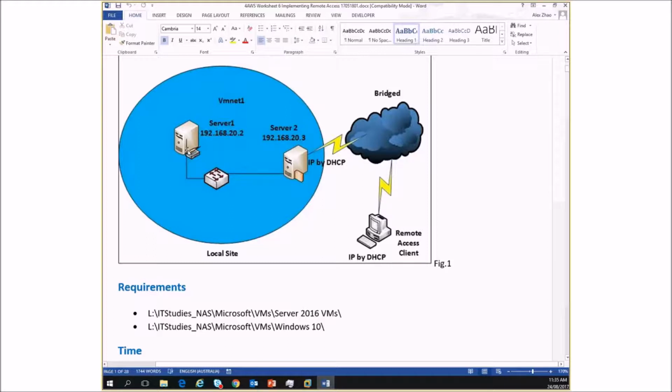Okay, but in real life, in your assignment, it's not going to be .3. It's going to be wherever you set the internal IP address for your RAS server.